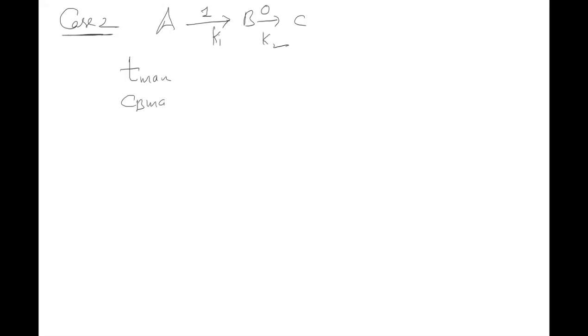So if you have done this one, then we'll go to another case. Case 2. I'm just changing the kinetics here. A gives B, B gives C. This is first order, this is 0 order. K1, this is K2. Can you calculate T max and CB max here? Just do this derivation and tell me what T max and CB max are.